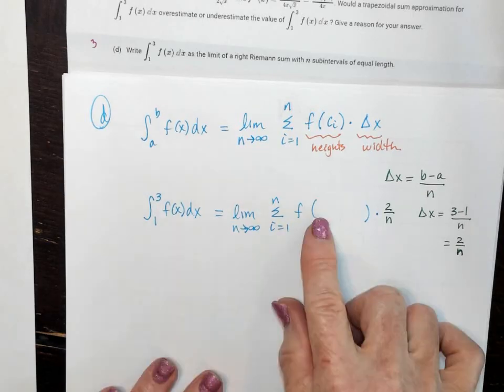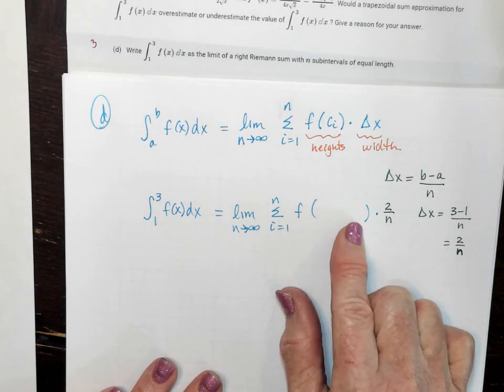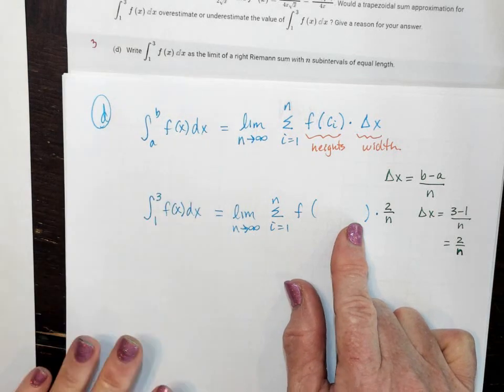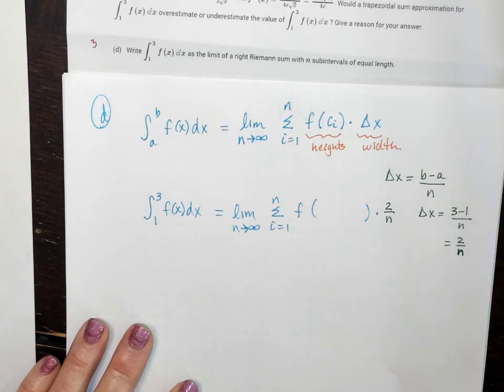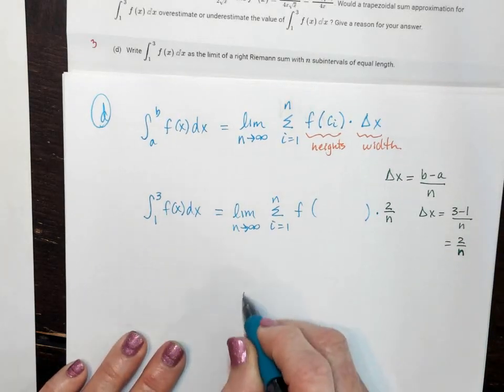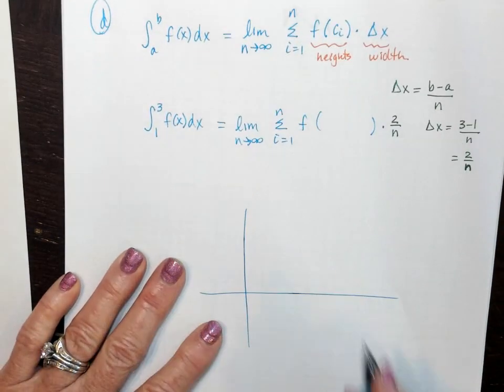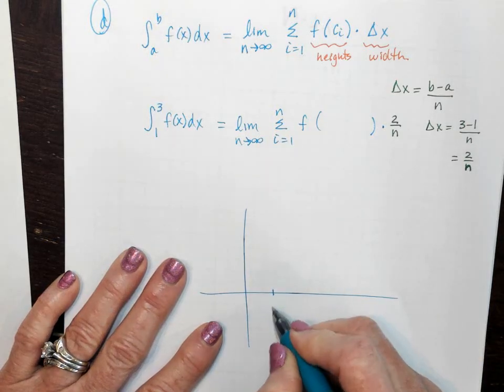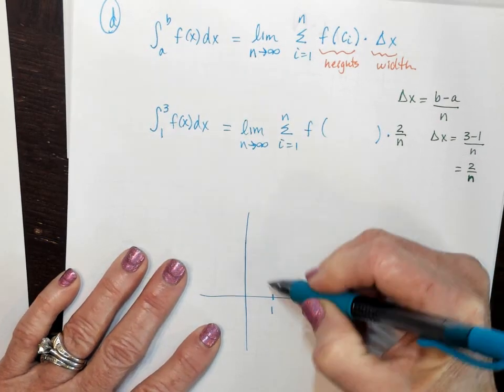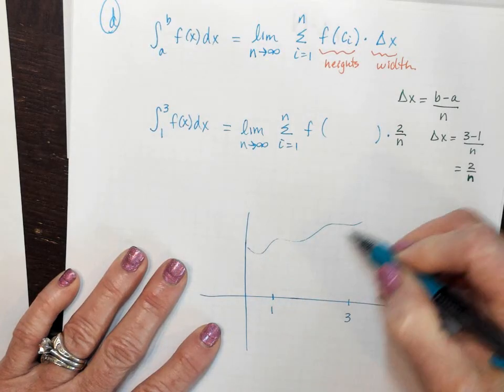Okay, now the tough part, trying to figure out what's going to go in here. Because they want this to be a right Riemann sum, I'm going to come back down here and get a picture of this function going up here to kind of explain to you what's going to go inside of here. So it started at 1 and it went up to 3. Okay, first rectangle, second rectangle, down here, nth rectangle way down there.